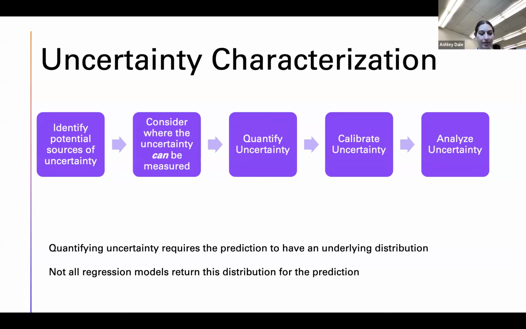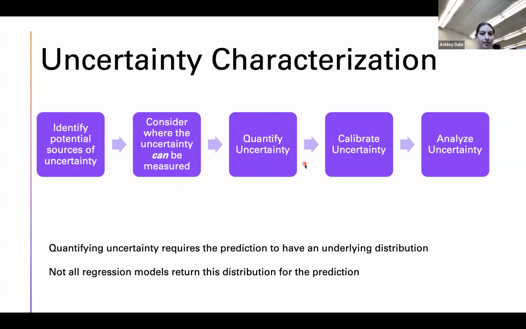So uncertainty characterization. We've already gone through this first step here, which is looking at where uncertainty is coming from. And then the next thing is thinking about where we can actually measure this. Within your design workflow, are you going to try different model types? Are you going to test your different types of features? Where are you going to try and measure it? Once you've figured out where you can measure it, we're actually going to do the measurement. We're going to quantify it.